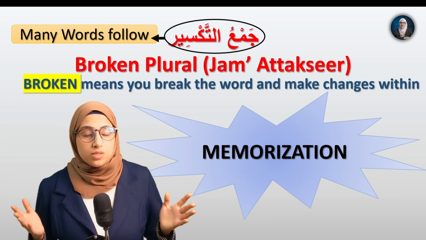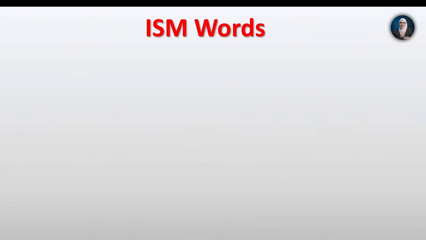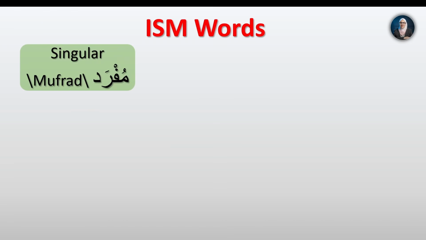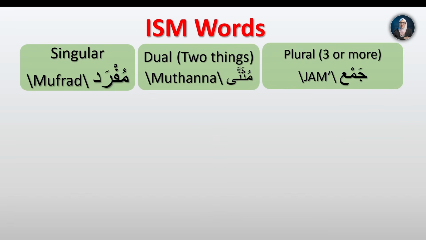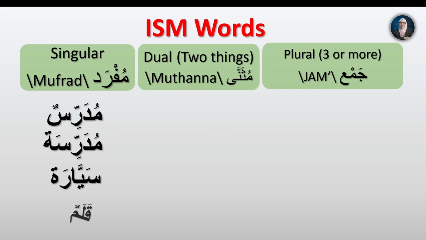Now let's summarize what we have learned for today. We learned that al-ism concerning number has three versions. المفرد, the singular, المثنى, the dual, الجمع, the plural. المفرد or the singular is the original word that you learn, like مدرس, مدرسة, سيارة, قلم. And المثنى, we use it when we say two things. We simply add ألف نون at the end.